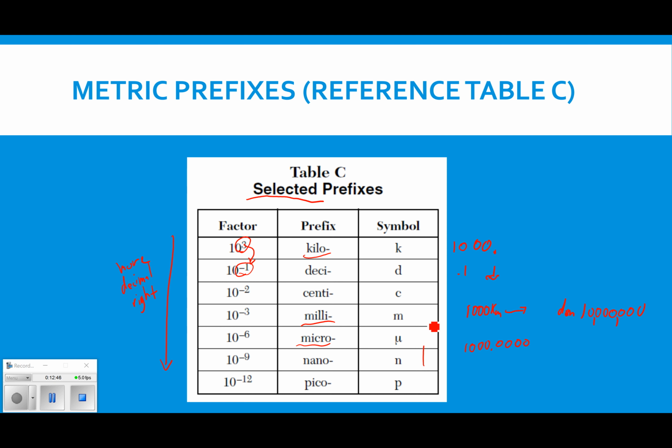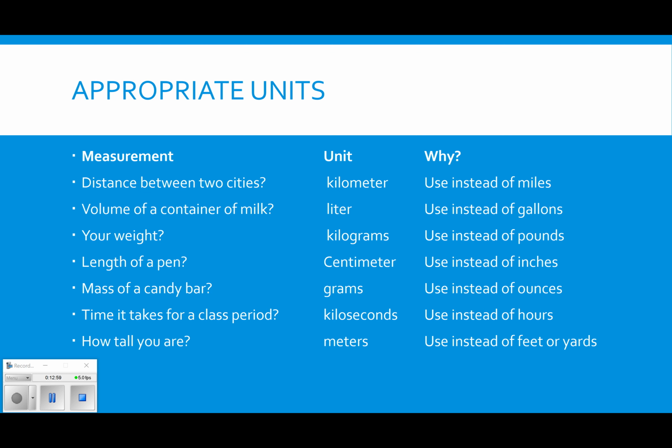If you are going up the table here, from a lower factor to a higher factor, we move the decimal the opposite way, to the left. That's a quick little shorthand of how to convert through your different metric measurements.